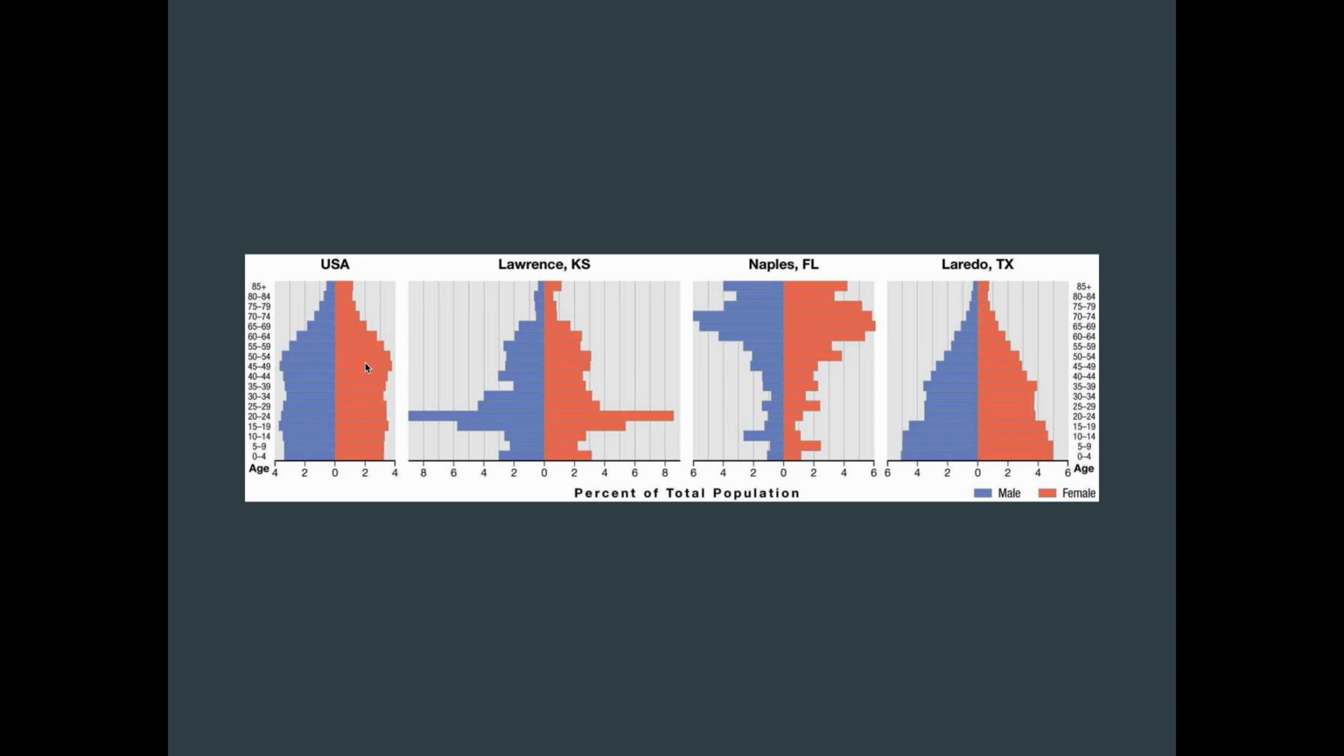And then on the right side, we have female. On the left side, we have male. And that gives us an idea of how the population in that country at that given time is broken down. And then each one of these has a stage.